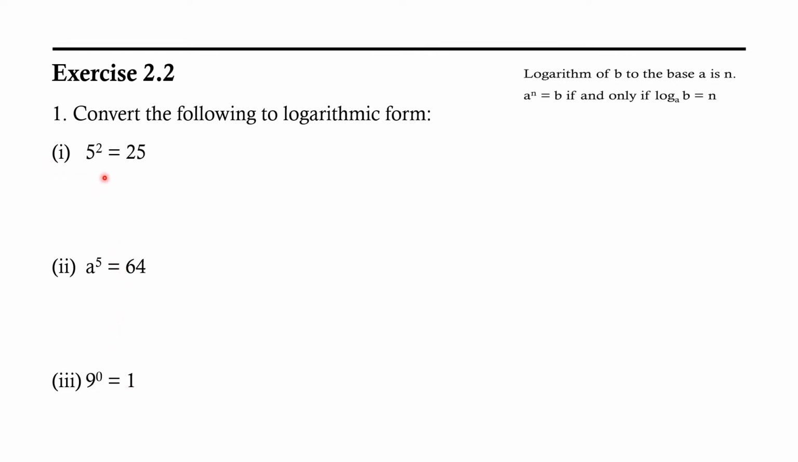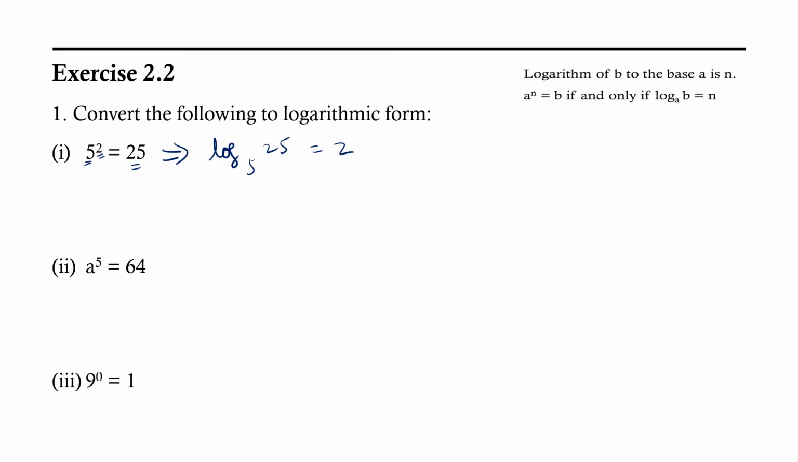The first one is 5 square is equal to 25. So 5 square is equal to 25 means this implies here the base is 5, b is 25 and n is 2. So we have log 25 to the base 5 is equal to 2.